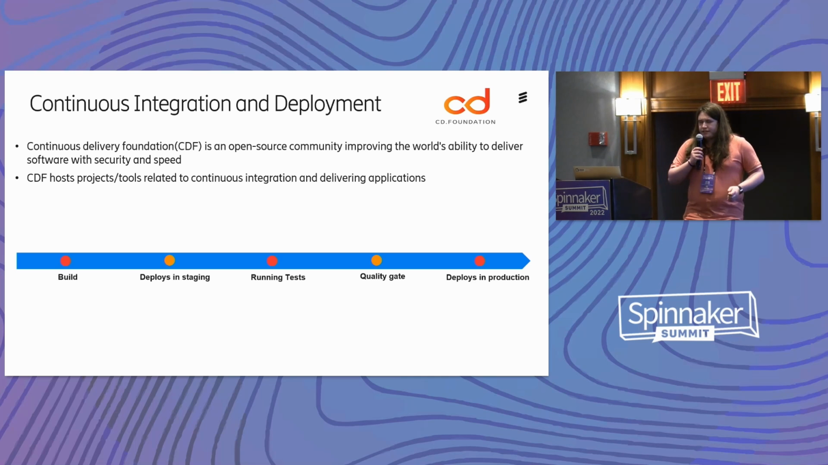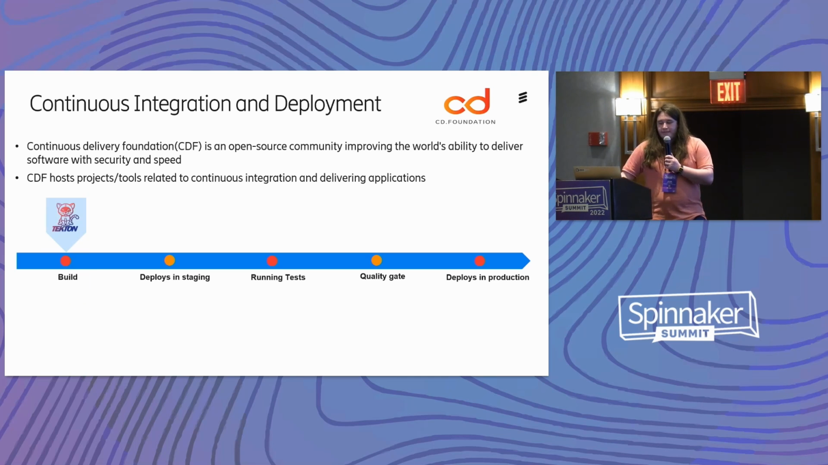So this is kind of what a general workflow would look like. First, I'll explain the CDF, the Continuous Delivery Foundation. It's an open source community. It hosts open source projects mostly related to CI/CD. So the general workflow will look like: you'll build, you'll deploy in staging, you'll run some tests, you'll have a quality gate, and you can then deploy in production.